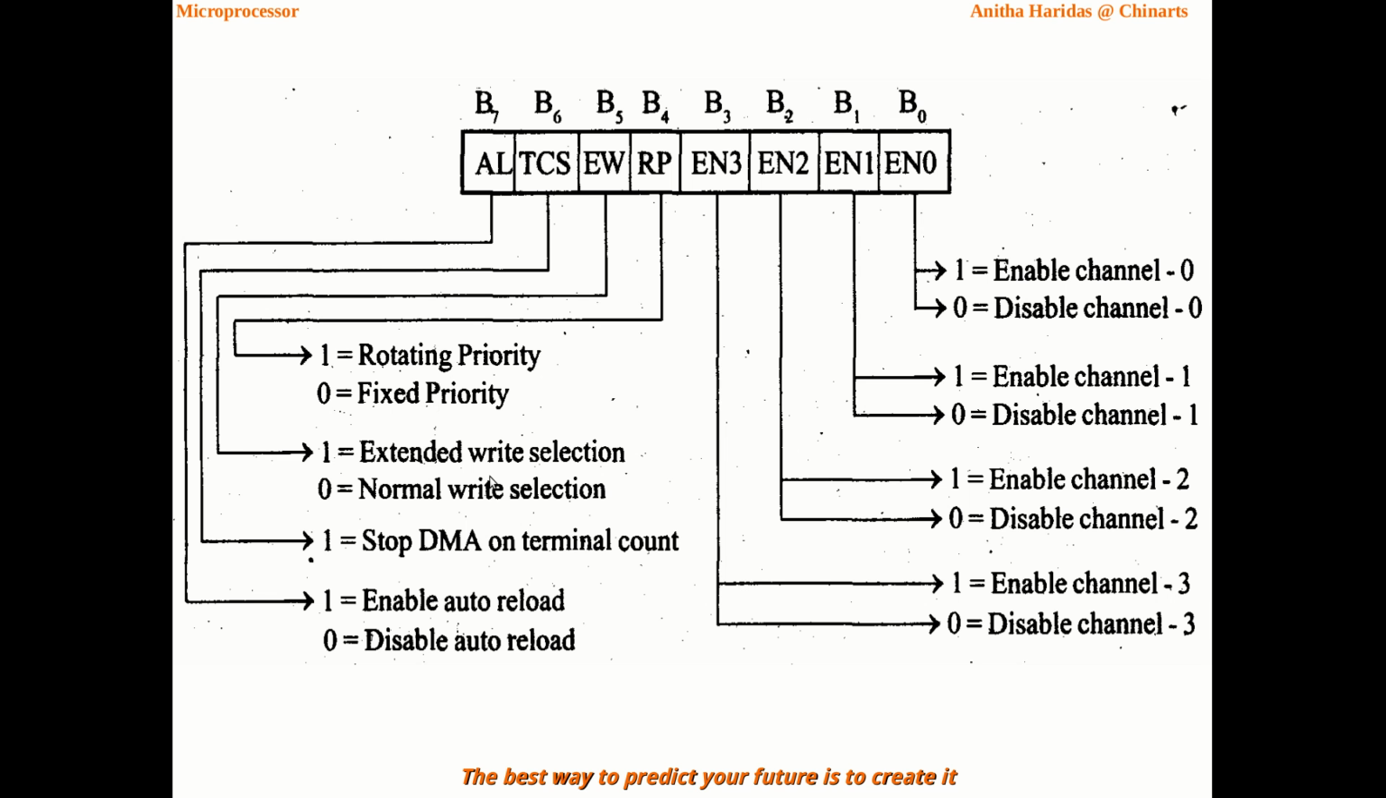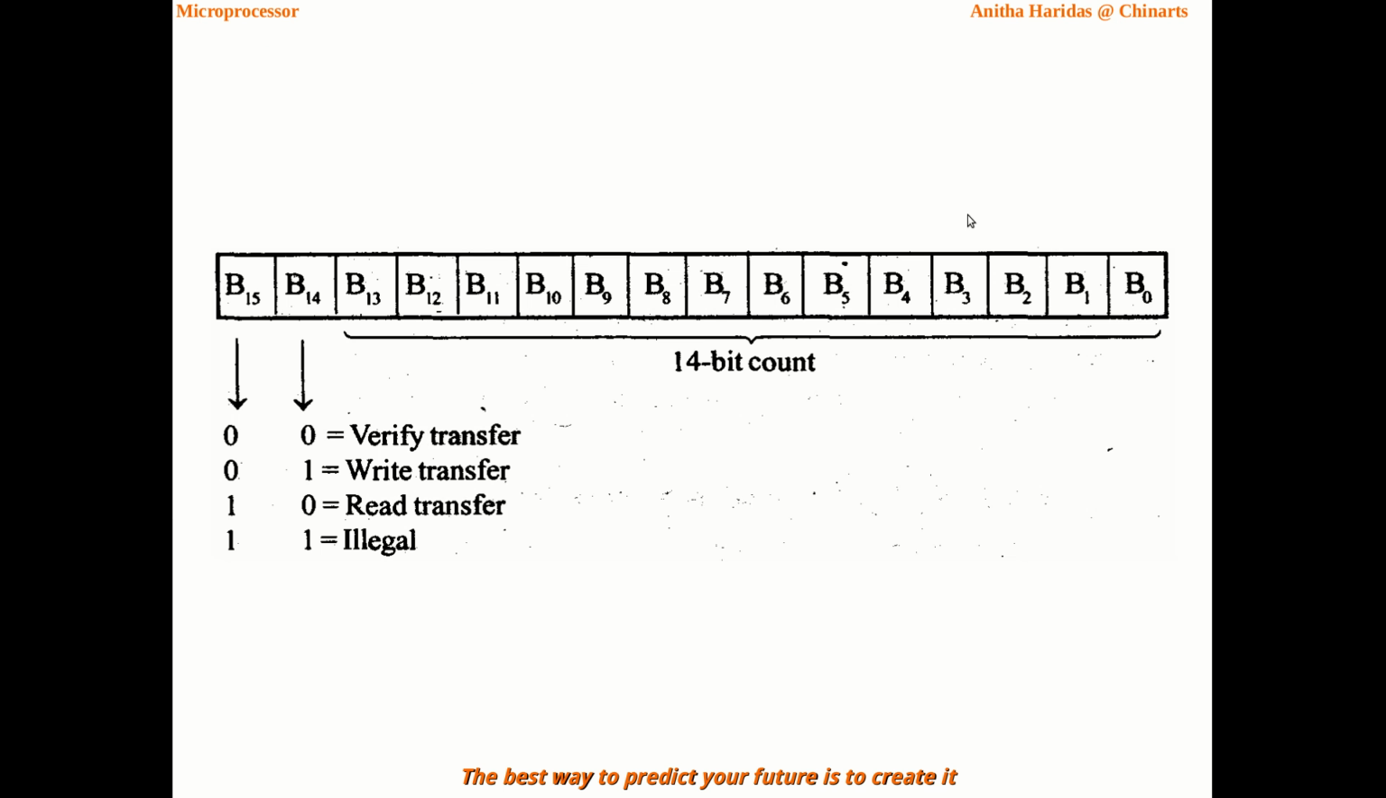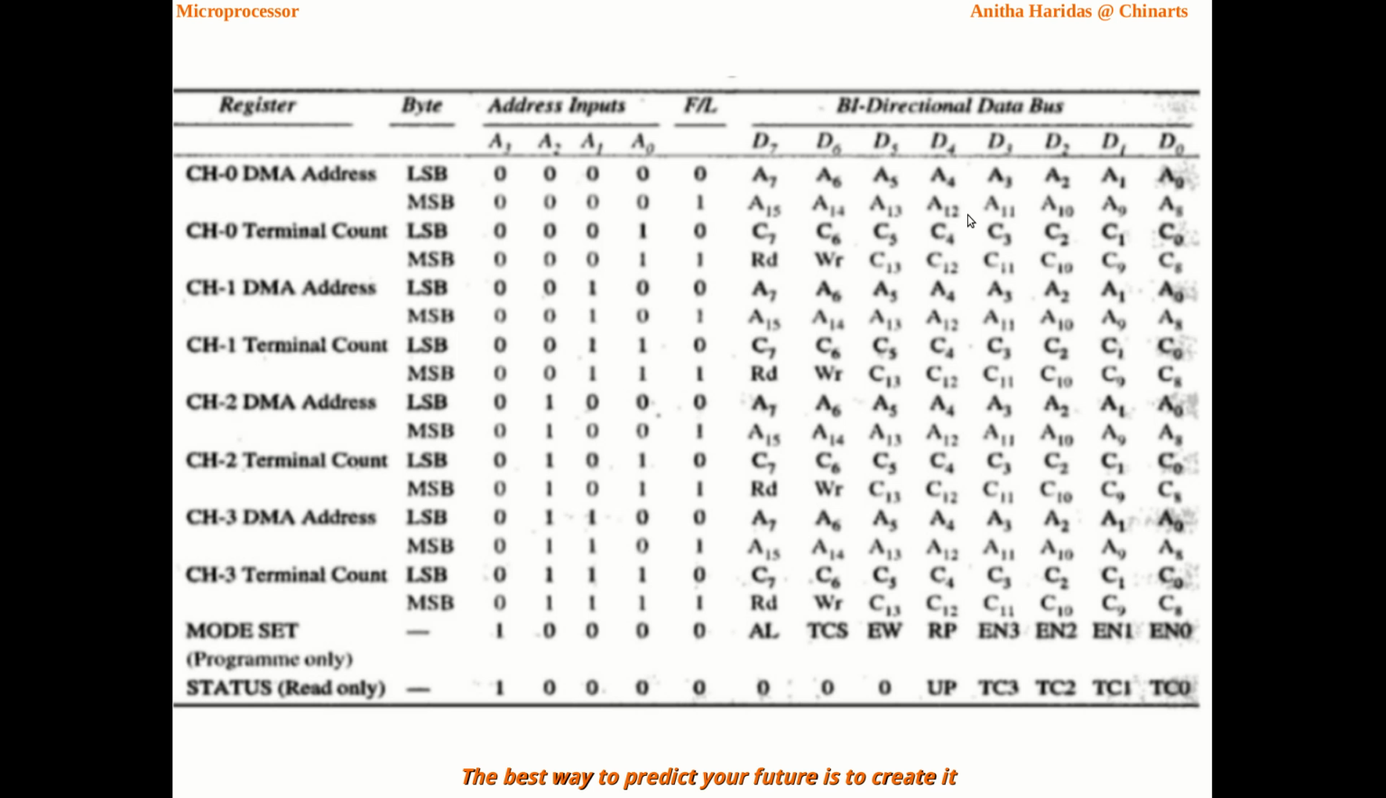Then whether the write operation is to be extended or not can be specified using this bit, and whether the DMA is to be stopped on the terminal count can be specified here, and the auto reloading option can be specified using the 8th bit. So this is how these 8 bits work. Where do you have all these 8 bits value? Let us go back to the table.